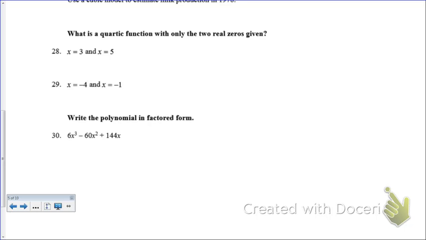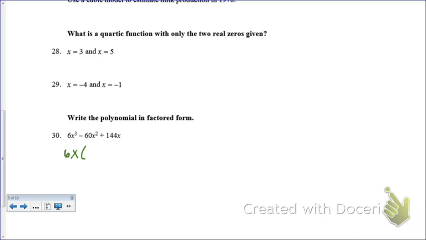Number 30 says write a polynomial in factored form. This one you're not going to do on Desmos, but anytime you factor, you want to take out a common monomial. We can see that we have an x in common for all 3 terms. Then I also want to look at the smallest coefficient, which is 6, and see if it will go into all 3 terms. And we find out that it will. So I'm going to factor out a 6 and an x.